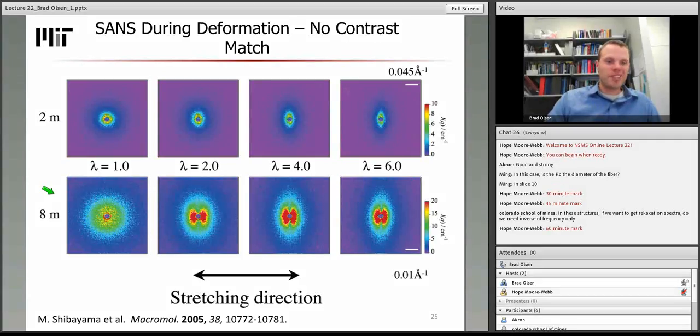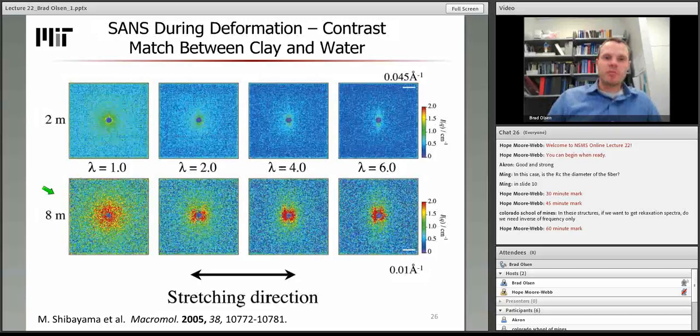So what the authors did next was to repeat the same experiment with a contrast match between clay and water, such that they isolate specifically the structure in the material originating from the polymer aspect of the nanocomposite gel. And again, we have the same 4 stretch ratios and the same 2 sample detector distances, and particularly in the low Q material, the high sample detector distance, 8 meters, they see the appearance of this butterfly pattern, which indicates anisotropy, with the 2 lobes forming in the stretching direction along the SANS pattern.